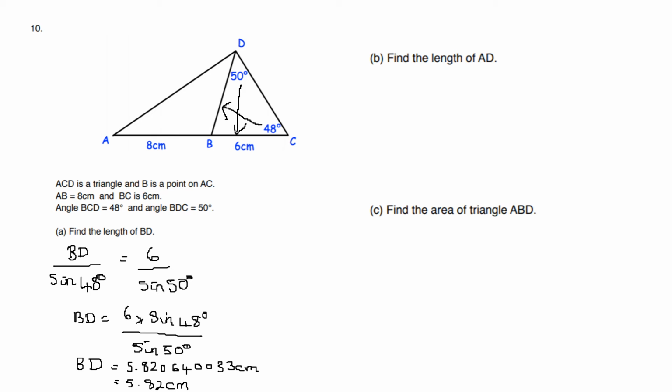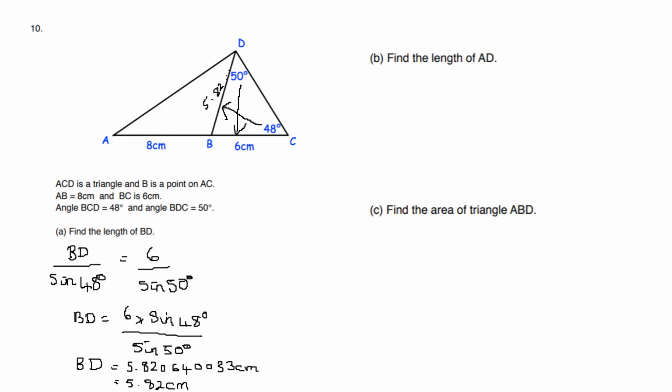You do need to keep this full answer, this 5.820, etc. answer, because you're going to need to use it in later parts of this question, and you mustn't use a rounded answer for another part of the question. You must always use the full value. So we're now asked to find the length of AD. So I know what BD is now. This is 5.82 blah blah blah.